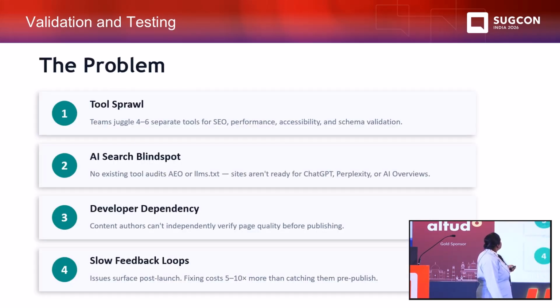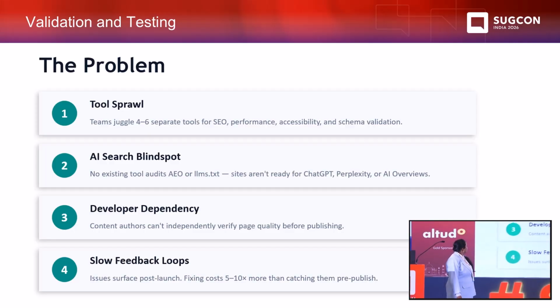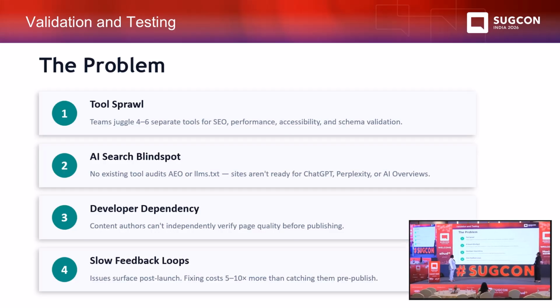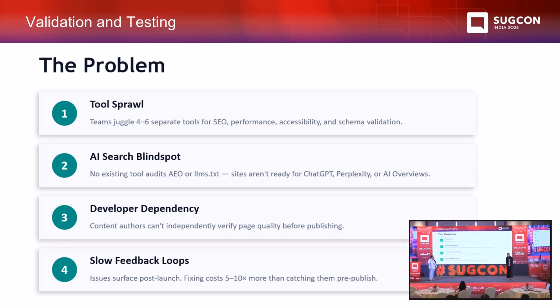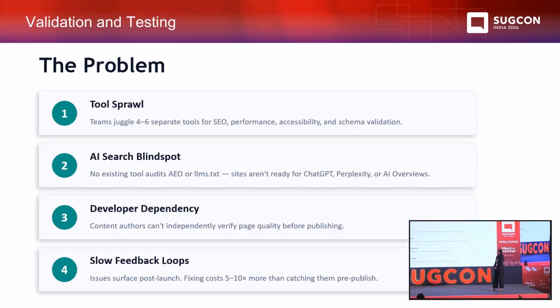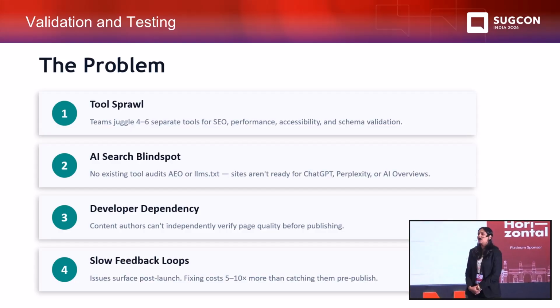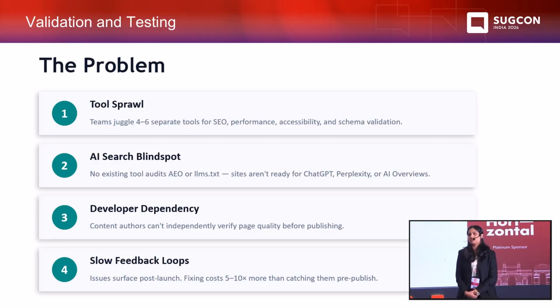Moving on to the next slide, we have validation and testing. We have implemented everything, but how do we validate now? There are 4 problems that we usually face continuously. First one is tool sprawl. There are so many tools: we use a separate tool for SEO, a separate tool for accessibility, performance, everything. It is very time consuming and quite irritating to switch from one tool to another.